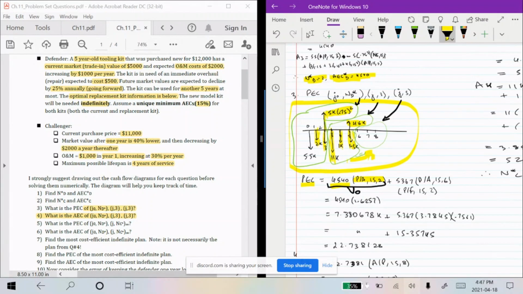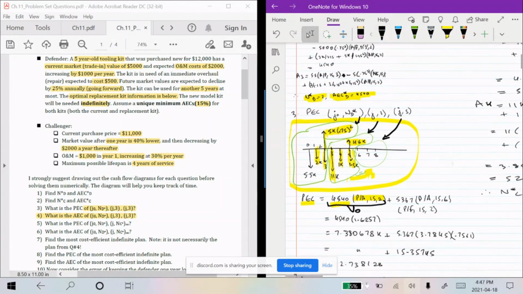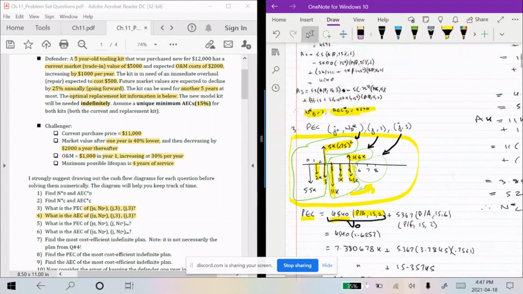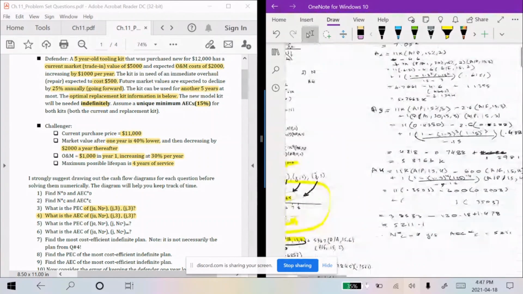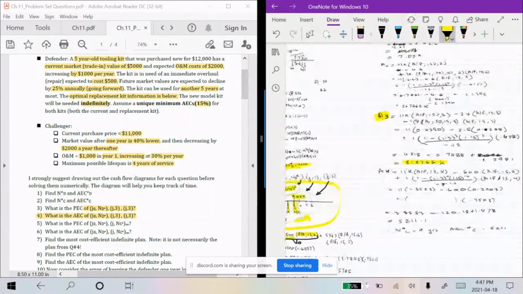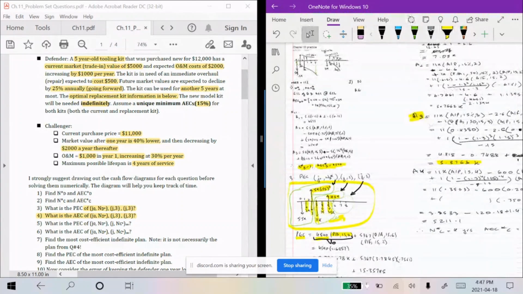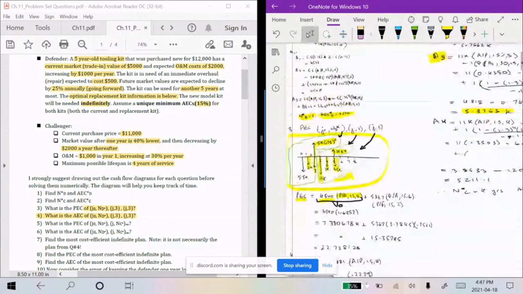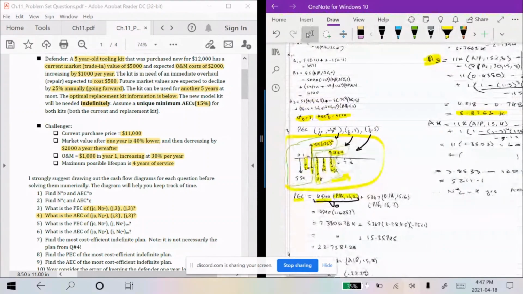So what I do for the challenger is the annual cost for the challenger after 3 years. If you guys remember, right here, when we did the A3 calculation for the challenger, you got that as 5,376.3. So that's what you're using here. And this would be the annual cost for the challenger.